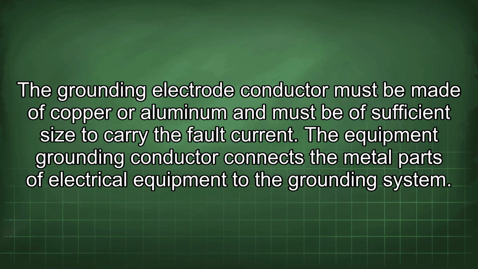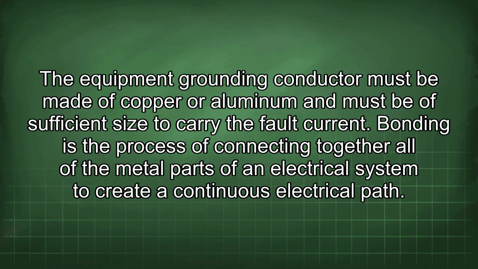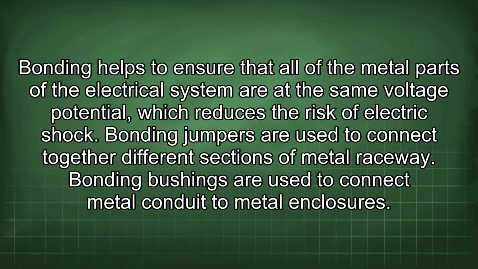The equipment grounding conductor connects the metal parts of electrical equipment to the grounding system. The equipment grounding conductor must be made of copper or aluminum and must be of sufficient size to carry the fault current. Bonding is the process of connecting together all of the metal parts of an electrical system to create a continuous electrical path. Bonding helps to ensure that all of the metal parts of the electrical system are at the same voltage potential, which reduces the risk of electric shock.